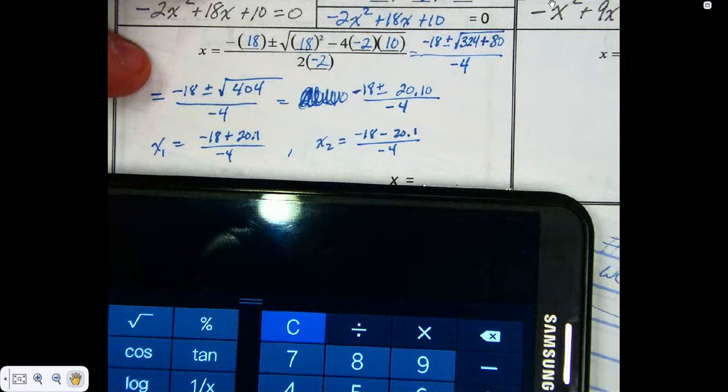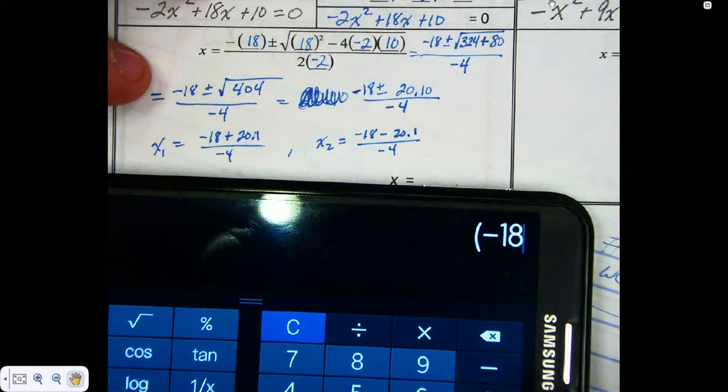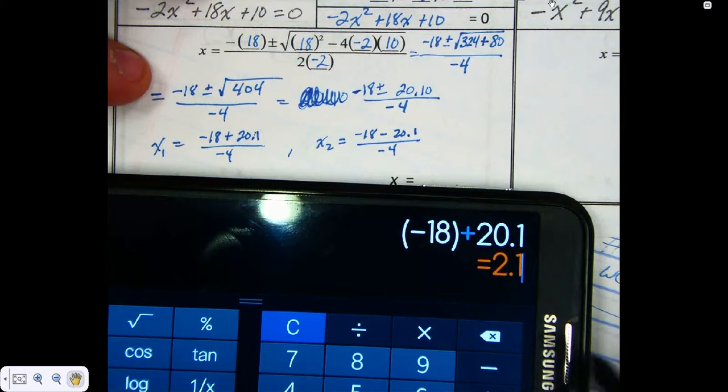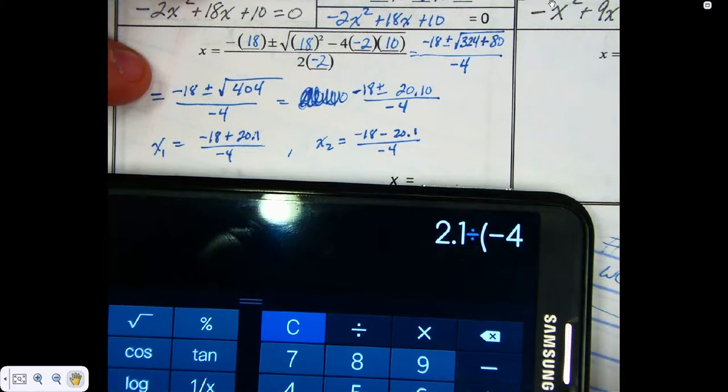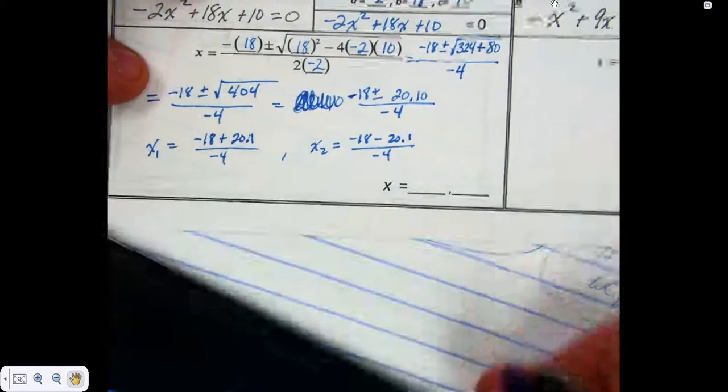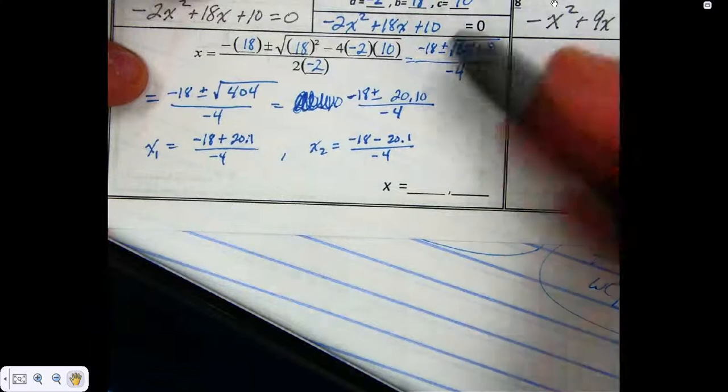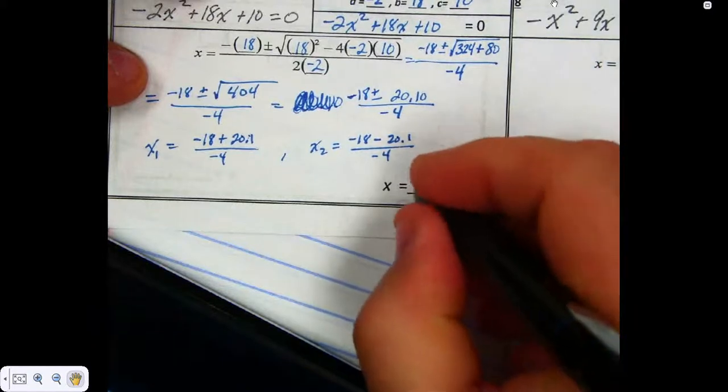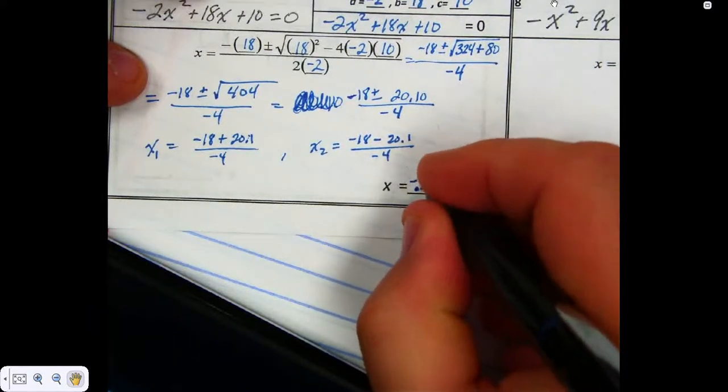Okay, the first thing I'm going to do over here is go with negative 18 plus 20.1 equals 2.1. Okay, yeah, that's right. And then I'm going to press divided by negative 4. Everybody see? Yes. A negative 0.53. A negative point, make sure I can see that point, 53.